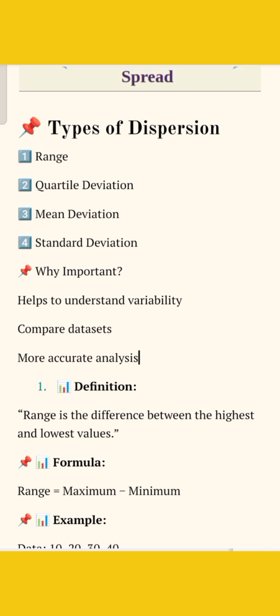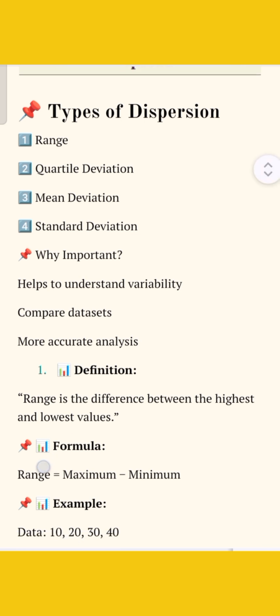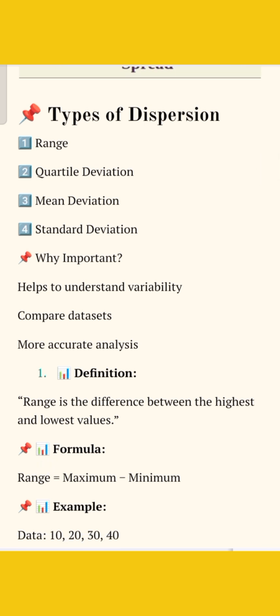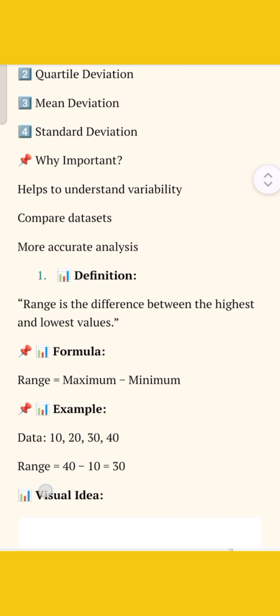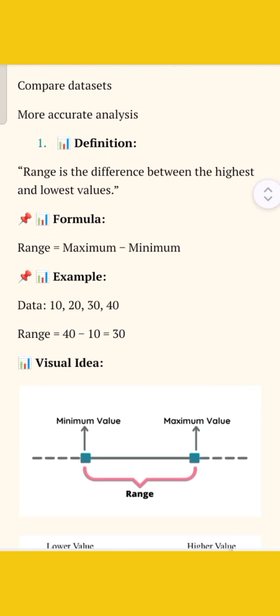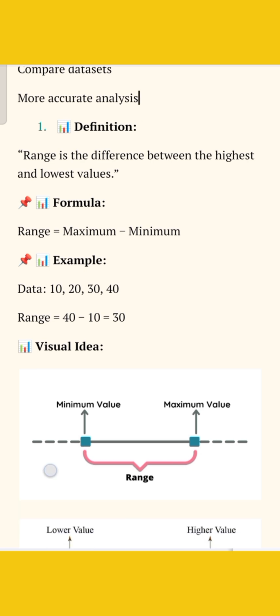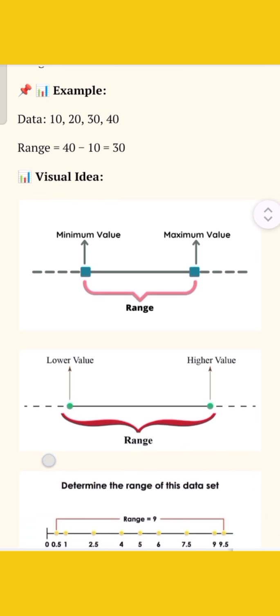We can see the first one, range. Range is the simplest measure of dispersion, and range is the difference between the maximum and minimum values. We can see the formula. Range is equal to maximum minus minimum, and we can see the example data 10, 20, 30 and 40, and the range is equal to 40 minus 10 is equal to 30. In the image, the smallest and the largest values are highlighted, showing the total spread of data.